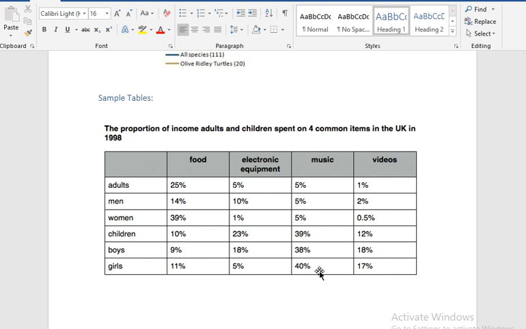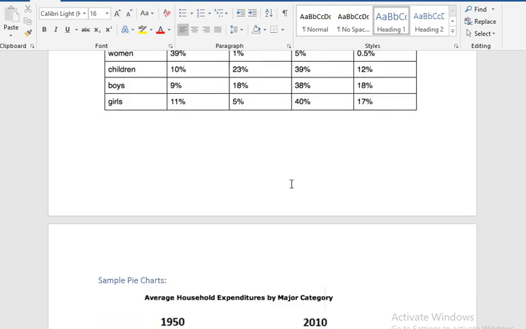And one more thing, it's not really good to give your own opinion. For example, if I saw here that girls have 40% on their music, and I write that, oh yeah, girls like music, girls of UK always listen to their music, their favorite singer is this and that. No, it's not about this, because they want you to explain this graph. They don't want you to write anything else. So you have to keep yourself to the graph.